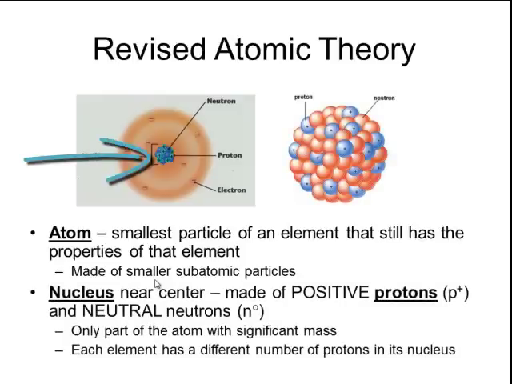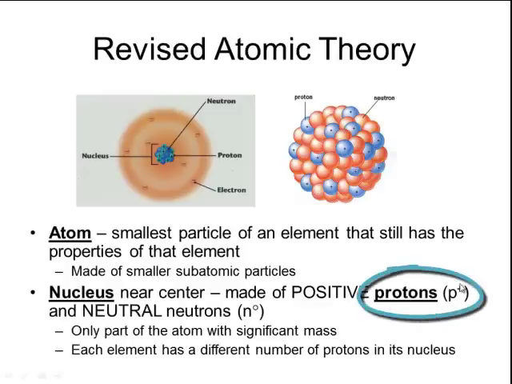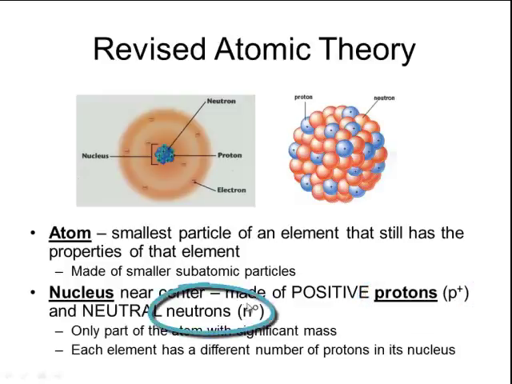In the center of the atom is the nucleus, and it is made up of positive protons and neutral neutrons. In chemistry, we are often writing protons, electrons, and neutrons very frequently, so it's handy to have symbols to represent these subatomic particles. The symbol for a proton is a P with a little positive charge, and the symbol for a neutron is an N with a little 0 superscript.